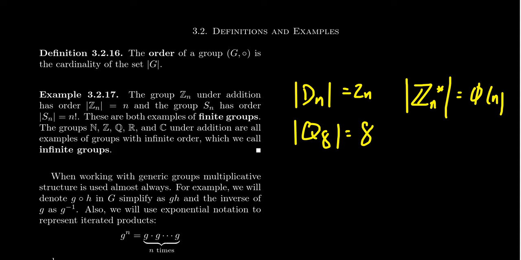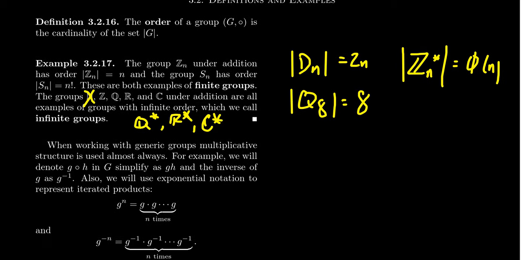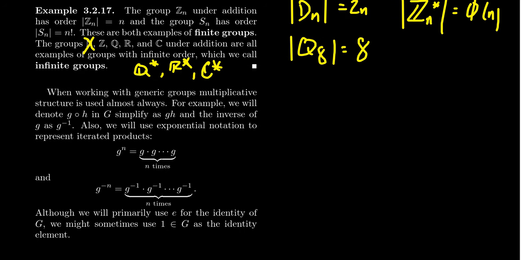Some examples of infinite groups. Well, I shouldn't say the natural numbers, because under addition that's not a group, because there are no inverses. But Z, Q, R, C under addition are all examples of infinite groups. If we look at Q star, R star, and C star with respect to multiplication, these are still infinite groups, even though we threw zero out of the set there. So that's the notion of order. We'll talk a lot about order all the time.